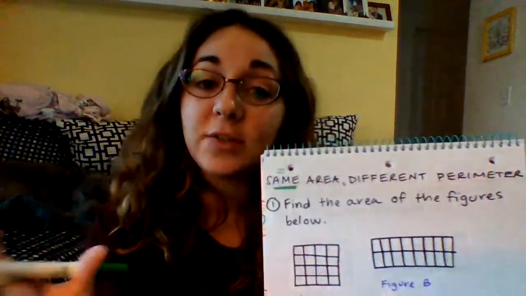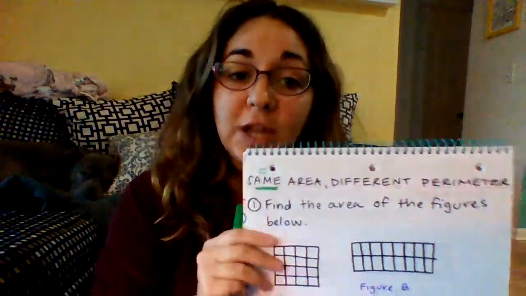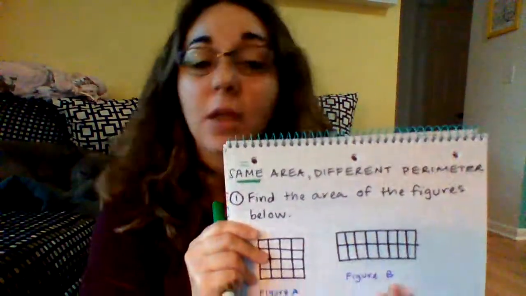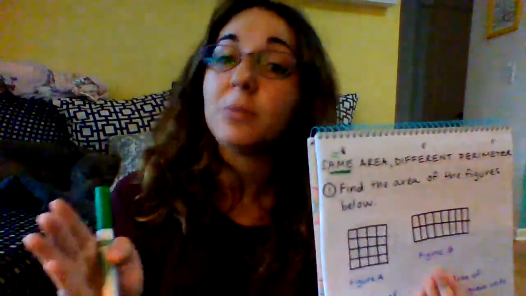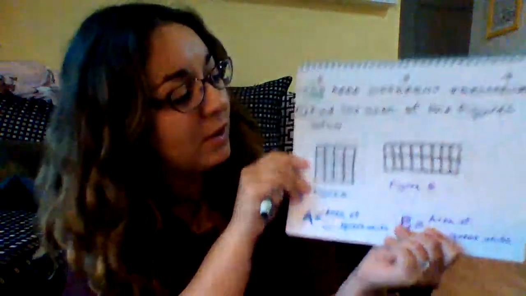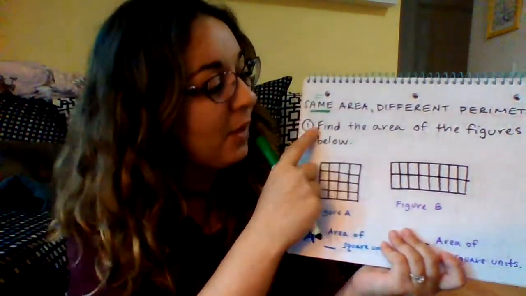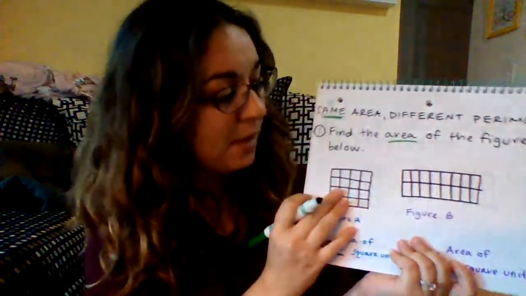perimeters. And just like yesterday, in most of your problems, you're going to be looking at two or more shapes at a time, okay? So the questions, they're going to be set up really similar to yesterday's questions. And the key to your success is going to be reading carefully and stopping when you read and thinking. For example, in this first question, they're saying, find the area of the figures below.